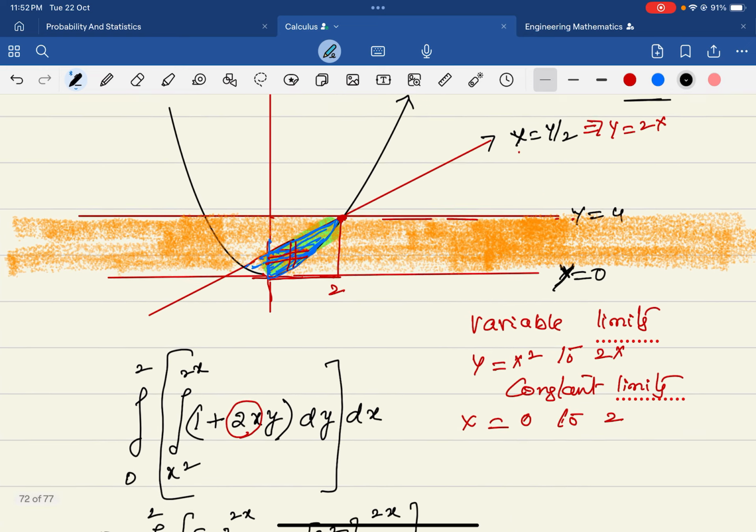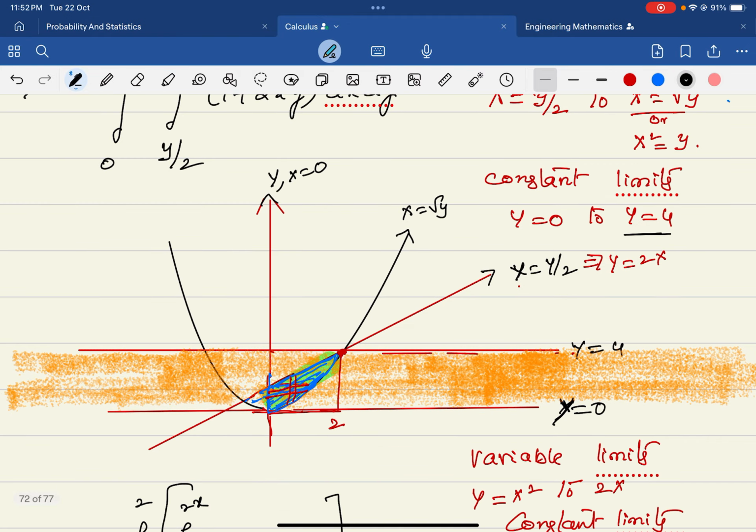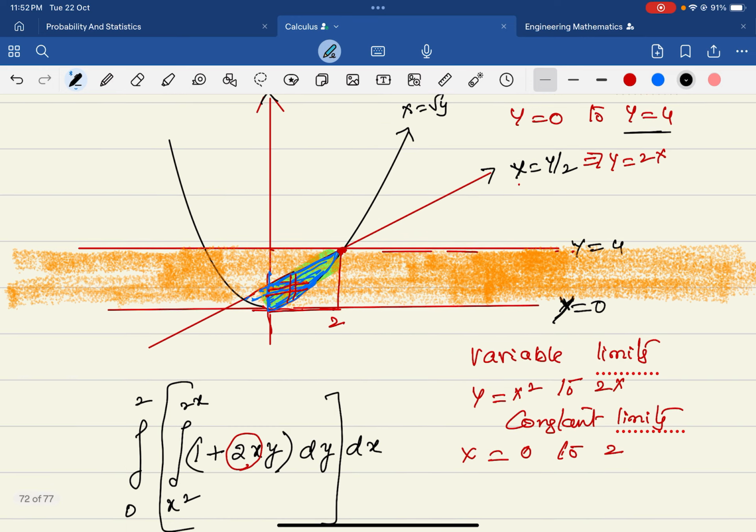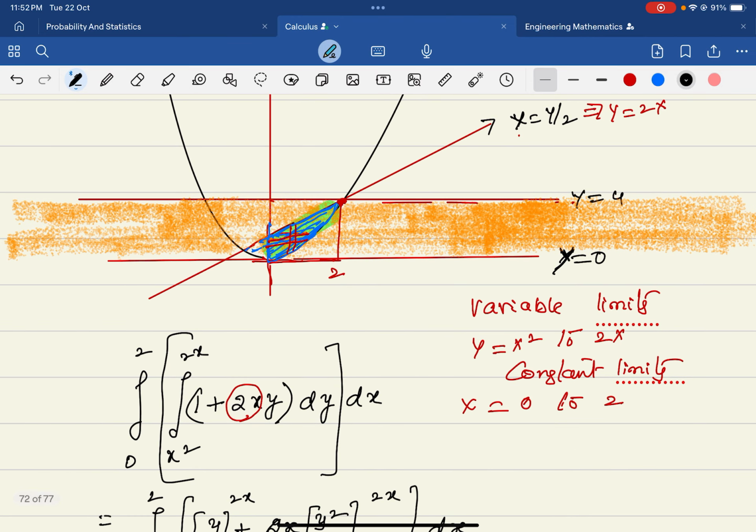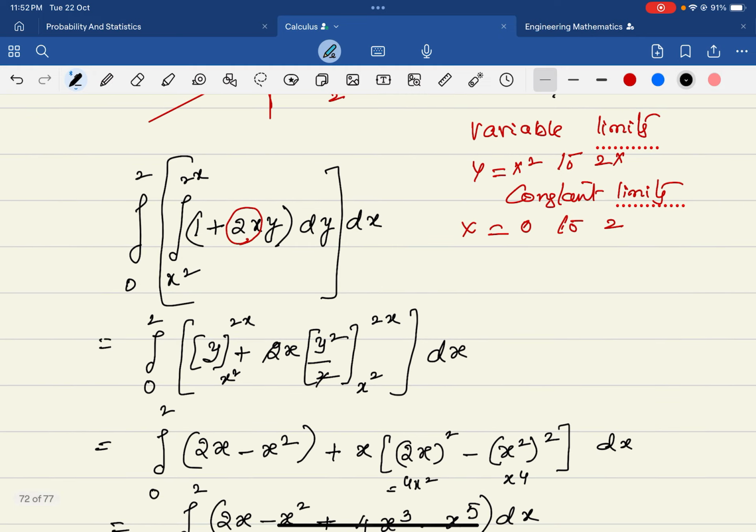I hope you could understand how to solve the problem of integration. You have to see the limits properly and understand what to write for y, which is important when you are changing into y, and then start the integration. That's it.